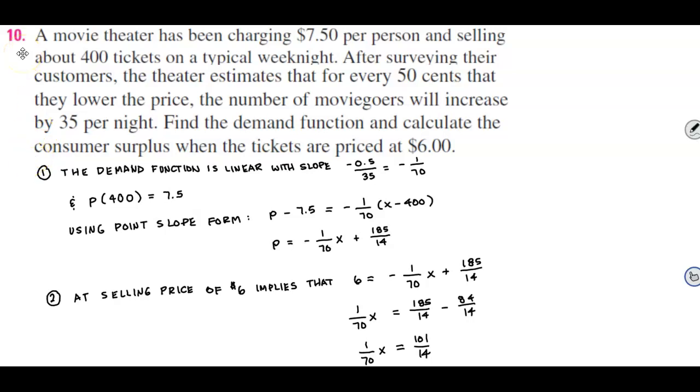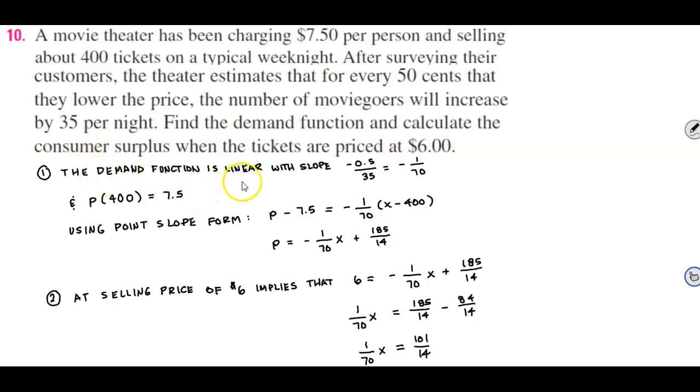For example number 10, a movie theater has been charging $7.50 per person and selling about 400 tickets on a typical weeknight. After surveying their customers, the theater estimates that for every 50 cents that they lower the price, the number of moviegoers will increase by 35 per night. Find the demand function and calculate the consumer surplus when the tickets are priced at $6.